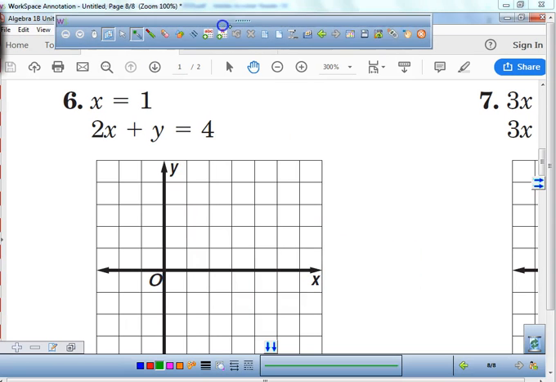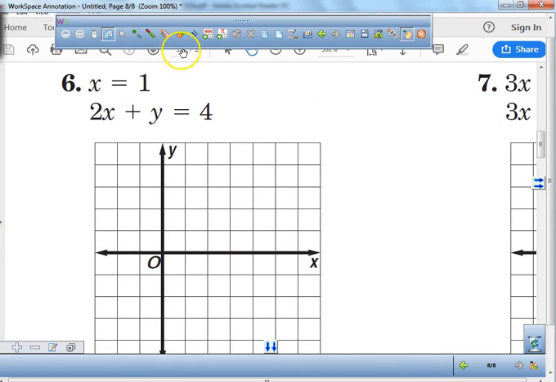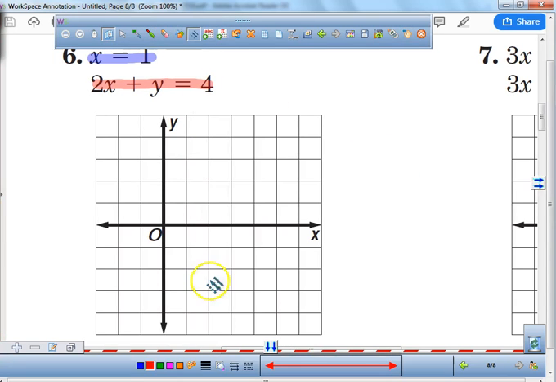Take a screenshot. The first one I'm going to do in blue. The next one I'm going to do in red. So here's the blue line.